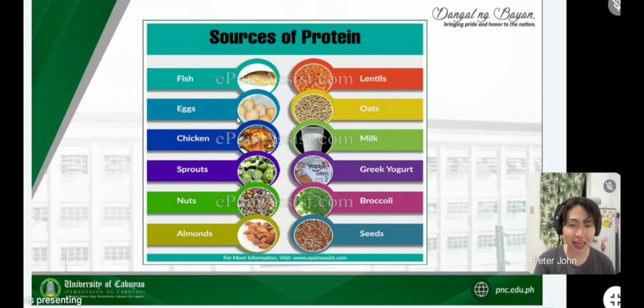We have the egg. So, kaya kanina egg yung nilagay natin sa PowerPoint. The chicken. We have the nuts, the almonds. We have the lentils, oats, milk, yogurt, broccolis, and we have the seed. So, yan po. Yung mga iilan pa.